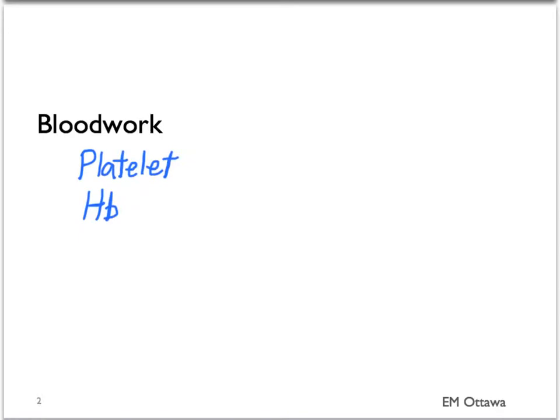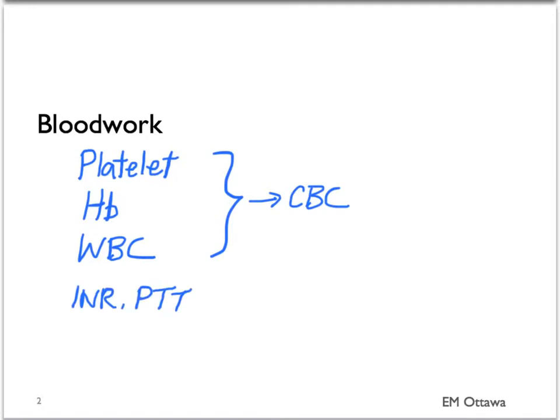In patients with inflammatory processes such as colitis, the white blood cell would be high. Therefore, a CBC should be ordered. In patients who are on anticoagulants, or if they have cirrhosis, their coagulation profile will be increased, so an INR and PTT should be ordered.